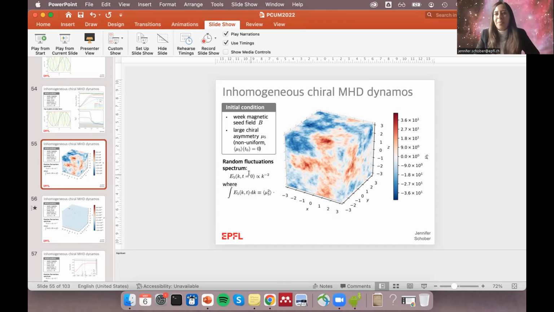So it is a lot connected to scale separation. So if mu5 is correlated on smaller and smaller spatial scales, it is more and more difficult for the chiral dynamo instability to develop. So we played with the spectra a lot, and there are a lot of examples in the paper.